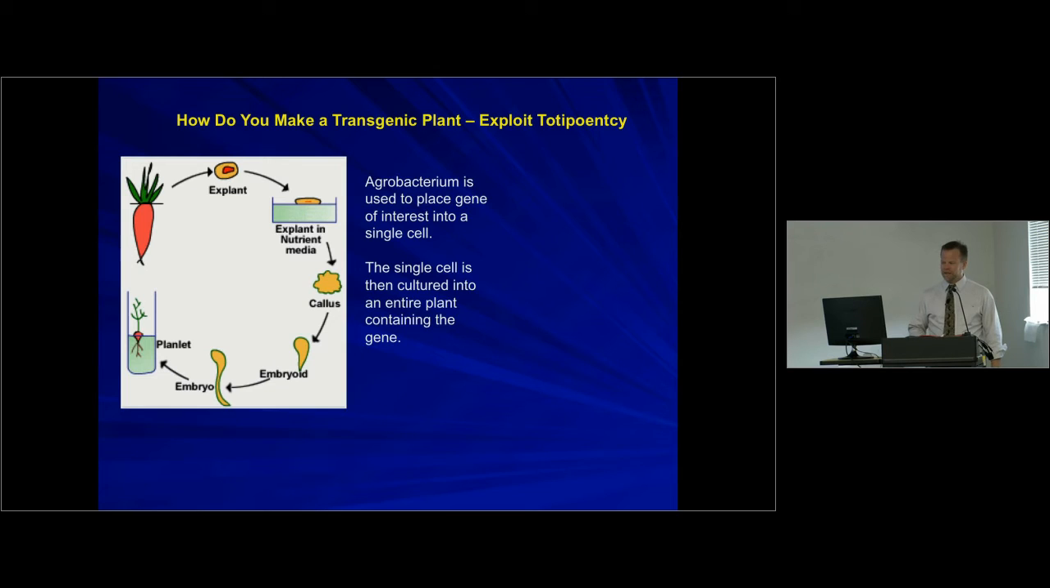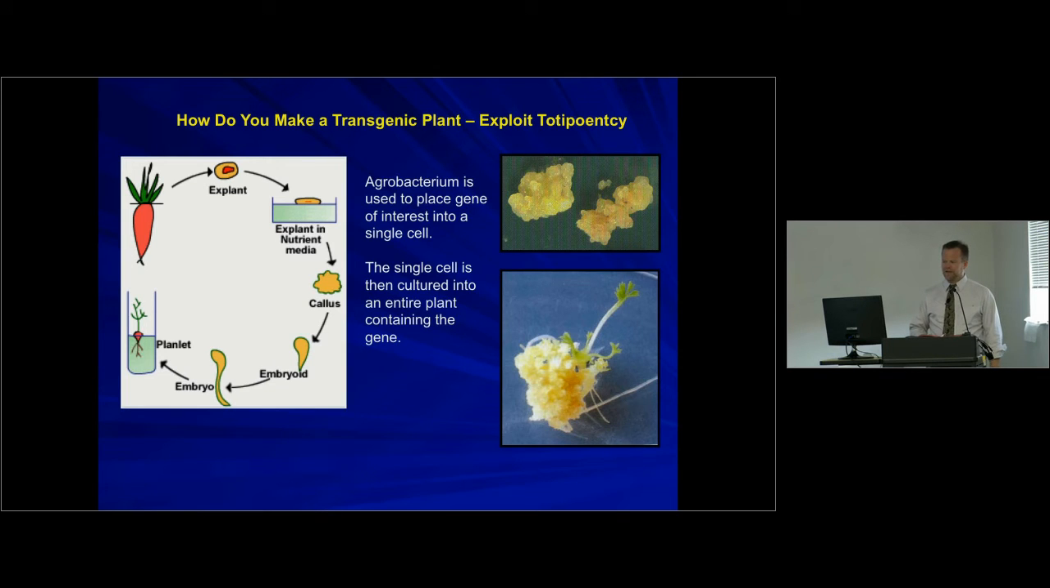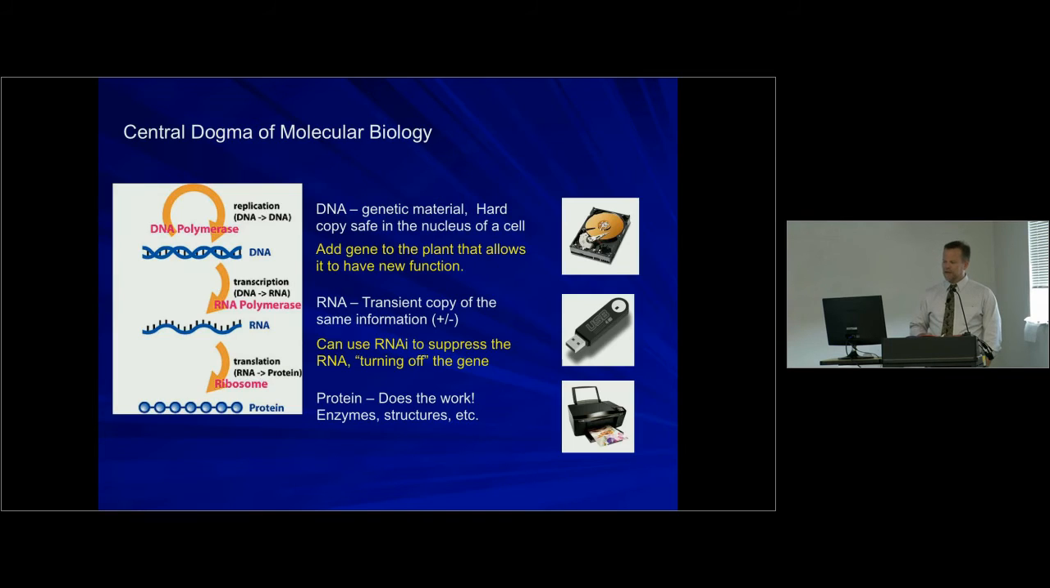It looks something like this, that there are some new plants coming from a clump of cells that now give us that new plant that contains our gene of interest. And we talked again about the central dogma of molecular biology, about how it really is just permanent information like a hard drive, transient information like a USB drive, and then this printer which can really give us the paper, which would be analogous to the protein.